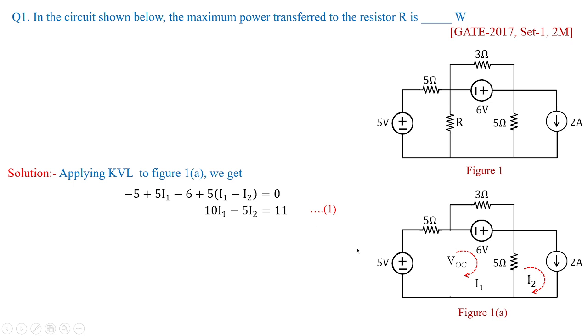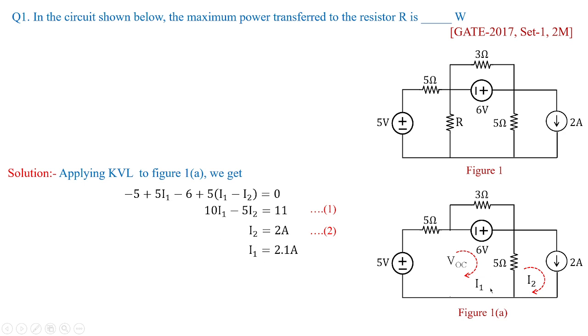When you apply KVL for the first loop, we are going to get minus 5 plus 5i1, so it becomes a drop. Then you have directly from this point to this point 6 volts, negative sign on the left side, so here it is minus 6, plus you have this 5 shared by these two loop currents i1 and i2, so i1 minus i2 equal to 0. This equation can be rearranged as 10i1 minus 5i2 is equal to 11, and this we are taking as equation 1. And from the given circuit, you can easily estimate the value of I2. I2 is nothing but 2 amperes. So these two equations need to be solved.